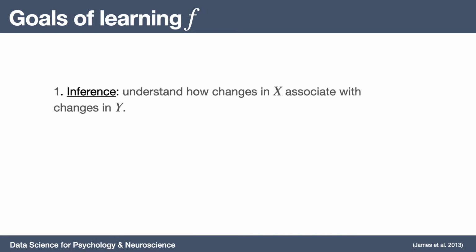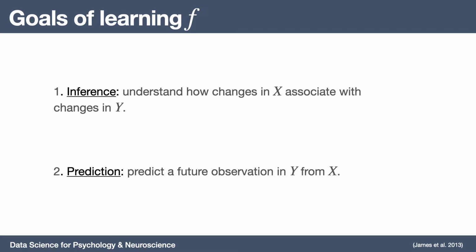In some contexts, your goal should be inference, trying to understand how x or changes in x associate with changes in y. In other contexts, you might have a prediction goal, in which you're trying to predict a future observation in y from x. So in some cases, you're trying to gain intuition about the relationship between x and y, a deeper understanding of the nature of that relationship. In other contexts, you're trying to maximize control over y. You're trying to come up with a tool that will predict future y's, that has generalizability.